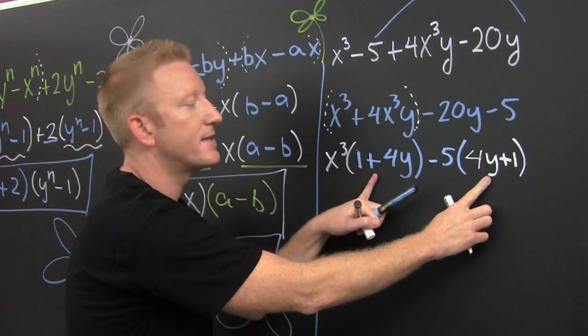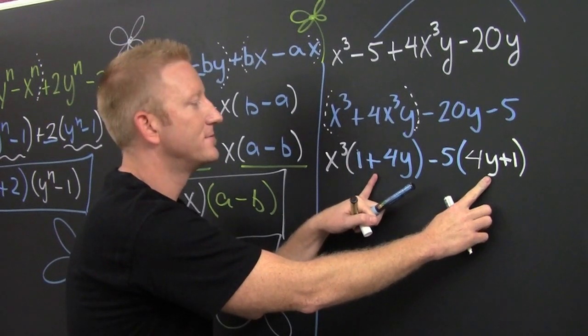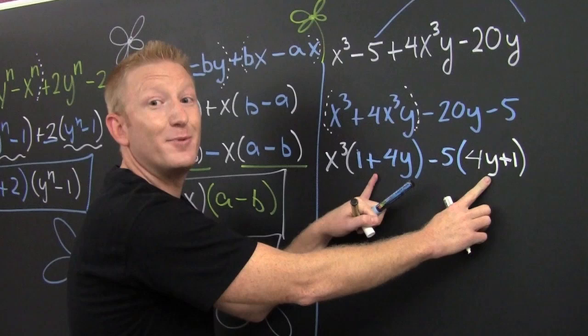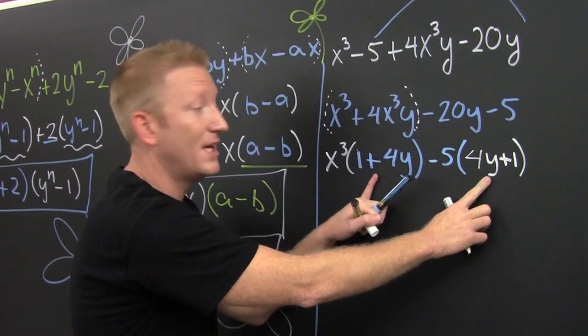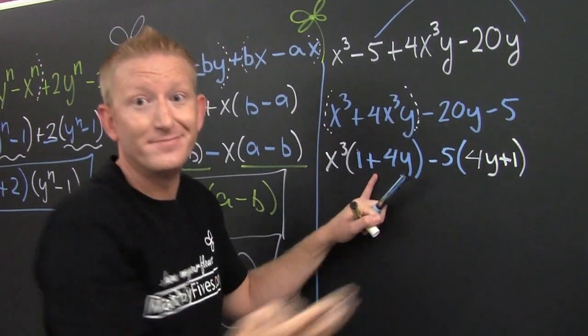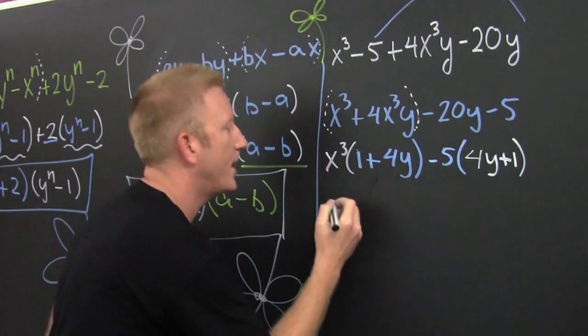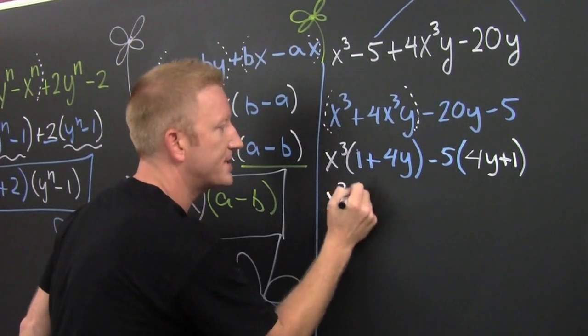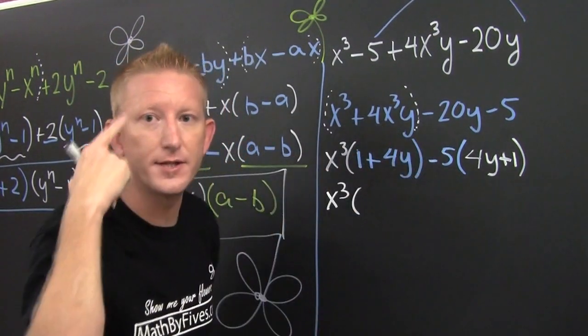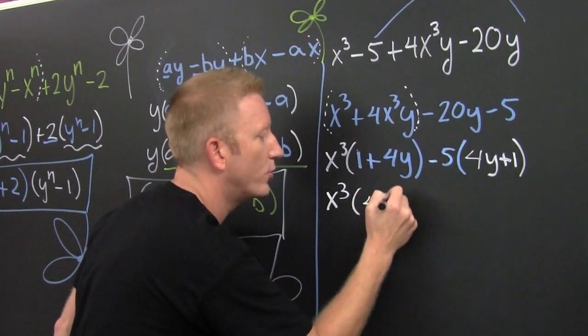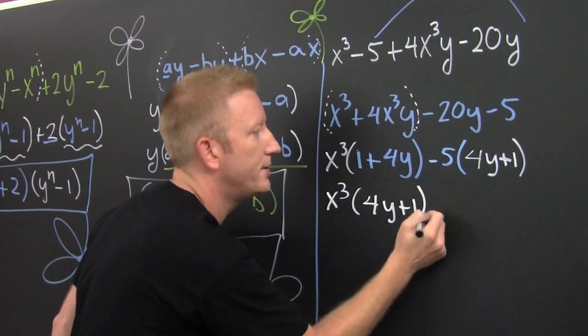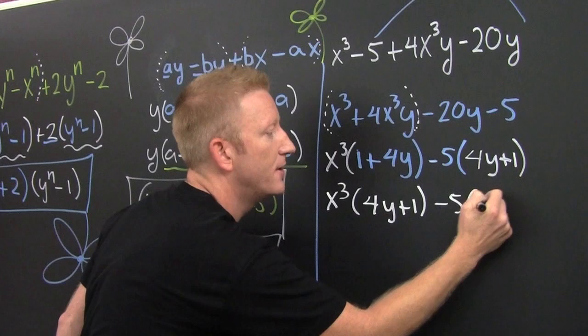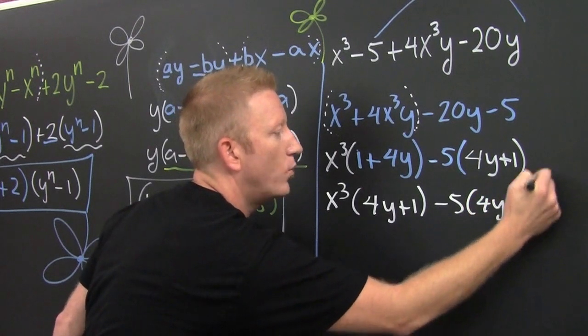Are these two the same? The commutative property says yes. So this is x to the third. I'm just going to commute these so that it's easier on the eyes: 4y plus 1, minus 5 times 4y plus 1.